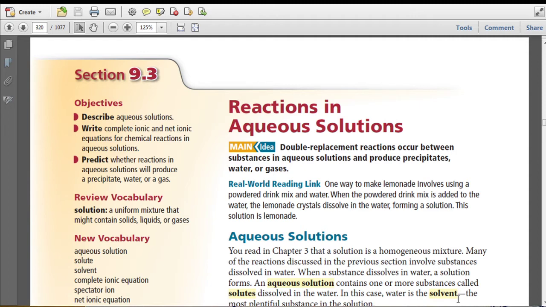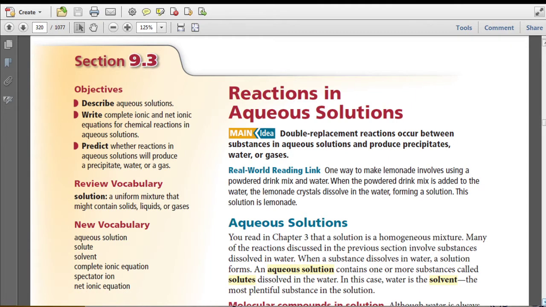Some vocabulary review will be solution, and some new vocabulary you'll come across is aqueous solution, solute, solvent, complete ionic equation, spectator ion, and net ionic equation.